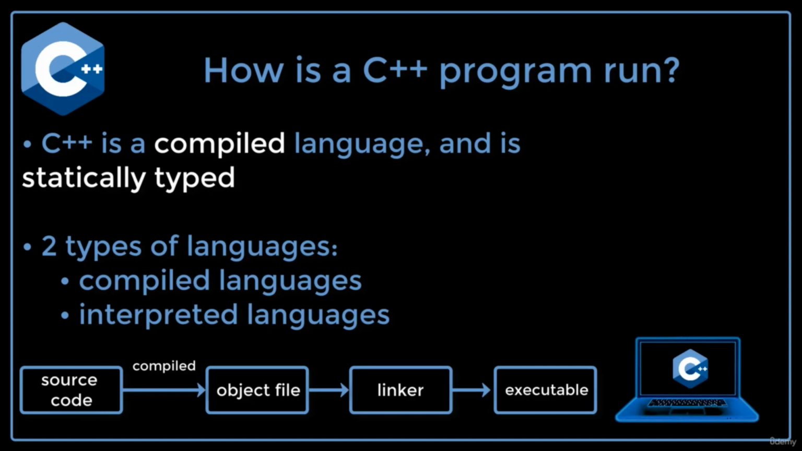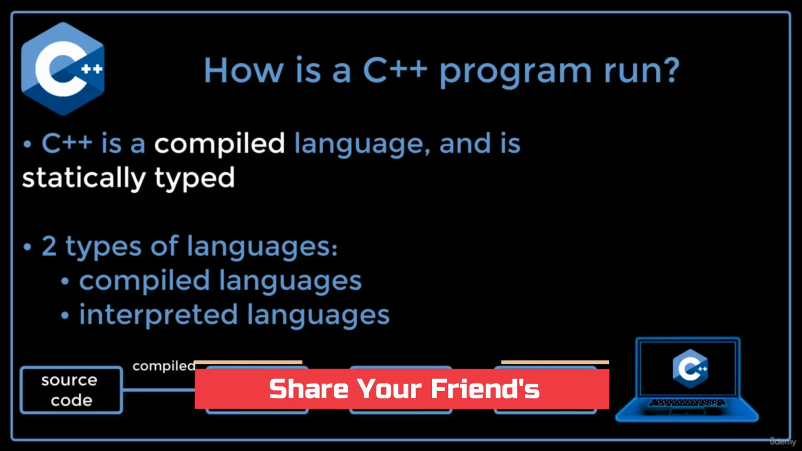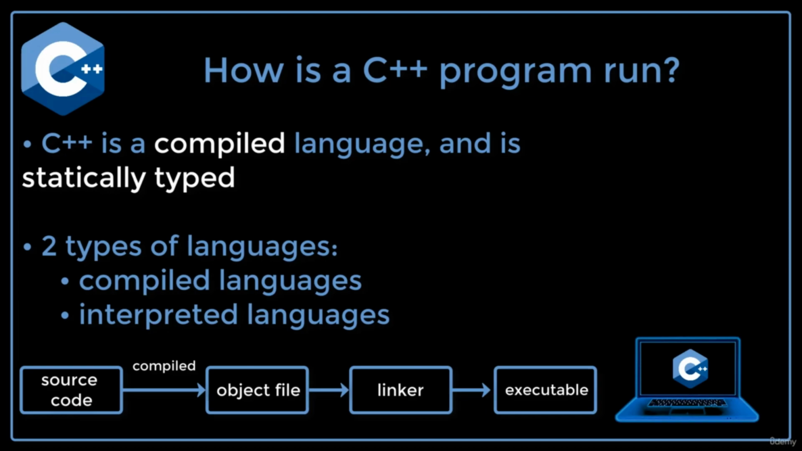Firstly, it is worth mentioning that C++ is a compiled language and is statically typed. What does this mean? In computer programming, there are two types of languages, compiled languages and interpreted languages. Let's take a look at a real-world analogy for what these mean. If there is a book that is in another language, one you are not familiar with, there are two ways for you to understand the information in the book.